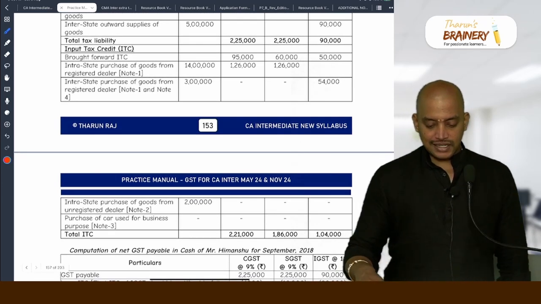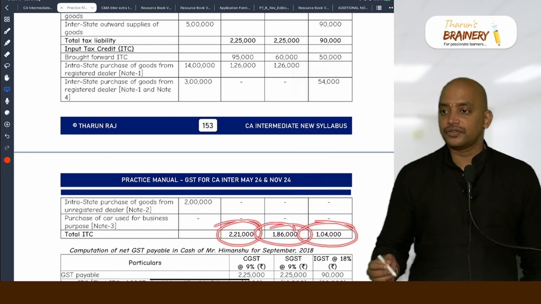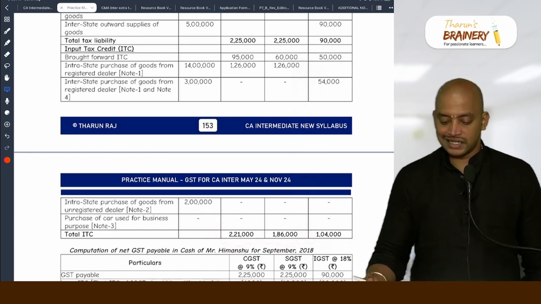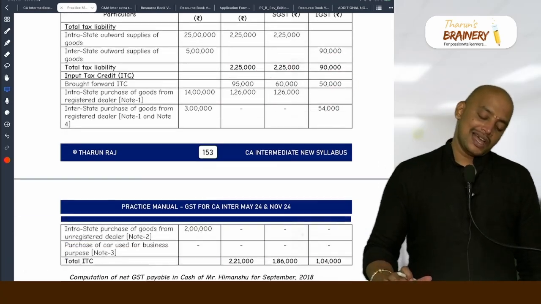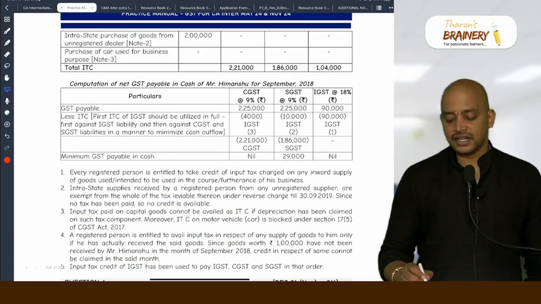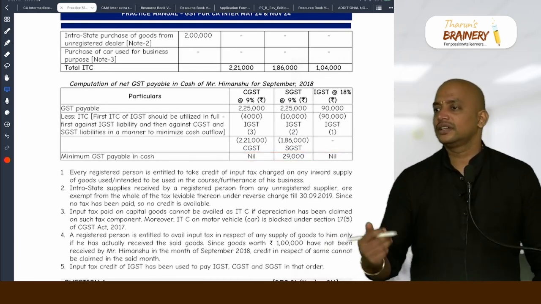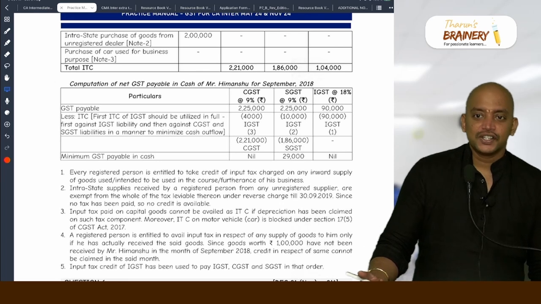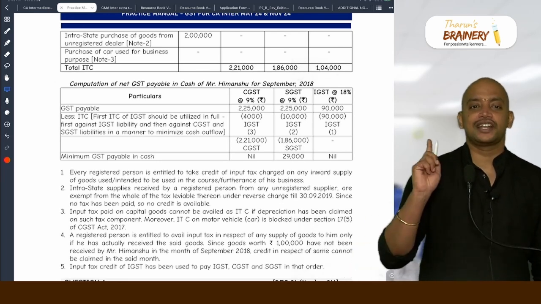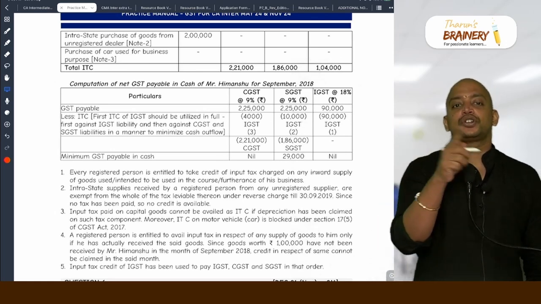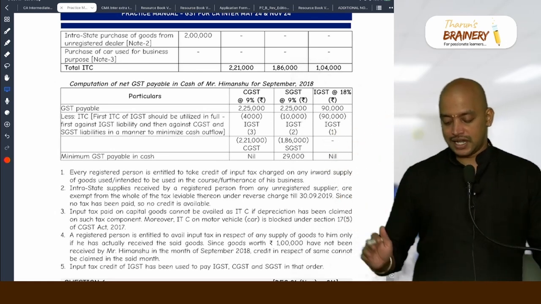So see this, is this correct credit? 2,21,000, 1,86,000 and 1,04,000? Yes. And 2,25,000, 2,25,000, 90 also correct? And see the answer given here, they gave 29,000. Correct only. What you got? 25 and 4, you also got 29 only. It's okay, I told you alternative answers will exist, but the total should be equal to 29. Okay. So yes, your answer is correct.